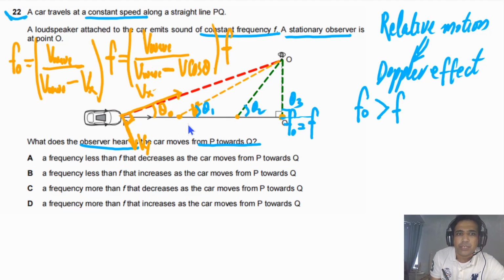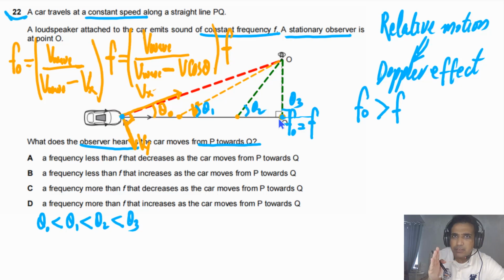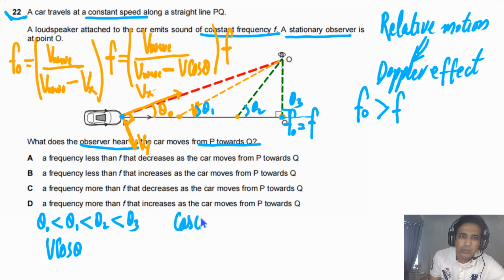So in this case you can simply see theta naught is smaller than theta 1, and this is smaller than theta 2, and this is smaller than theta 3. So it simply means that when we are moving from point P to point Q, theta is increasing. As theta is increasing, how about V cosine of theta?